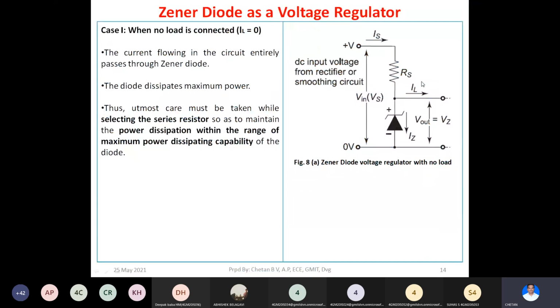So you should take utmost care in choosing the value of this resistance. You should take care that in the no load condition, when there is no load resistance, this should be essentially high, so that you limit the amount of current which flows through this, and this Zener diode will not exceed its maximum power dissipating capability. That is, this Zener diode will not be made to face a large amount of current. So always you should take care of this resistance in case of the no load condition. You should always make this resistance a higher value so that you limit the amount of current which flows through this diode.